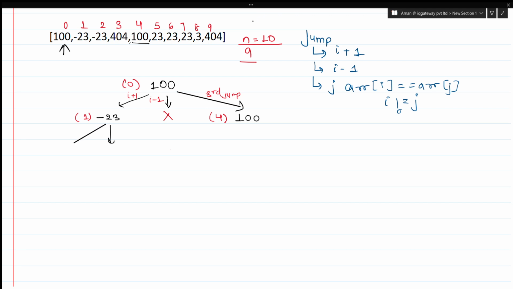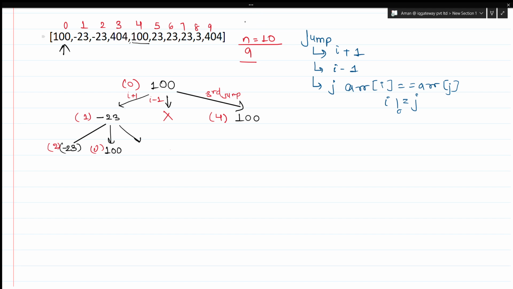Now from minus 23, I again have three choices. I can go to i plus 1, which is minus 23 again, at index 2. I can go to i minus 1. Yes, I can go to 100, which is at index 0.